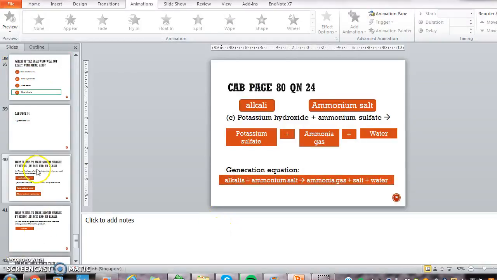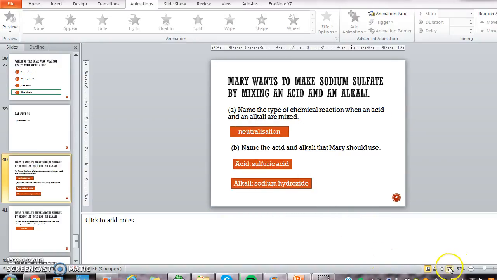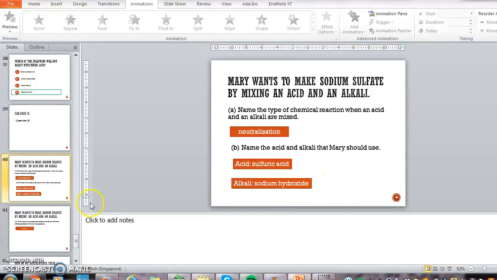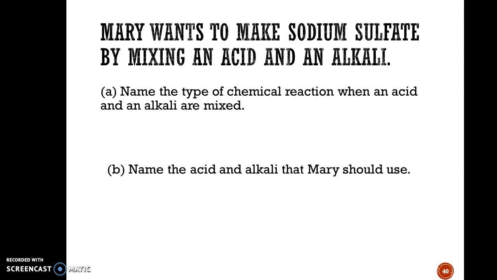Let's go through them together. In this question, Mary wants to make sodium sulfate by mixing an acid and alkaline. Name the type of chemical reaction when an acid and alkaline are being mixed. The first part should be easy. It is neutralization, no issues. When an acid reacts with an alkaline, this will give you the salt and water. So sodium sulfate in this case is the salt.